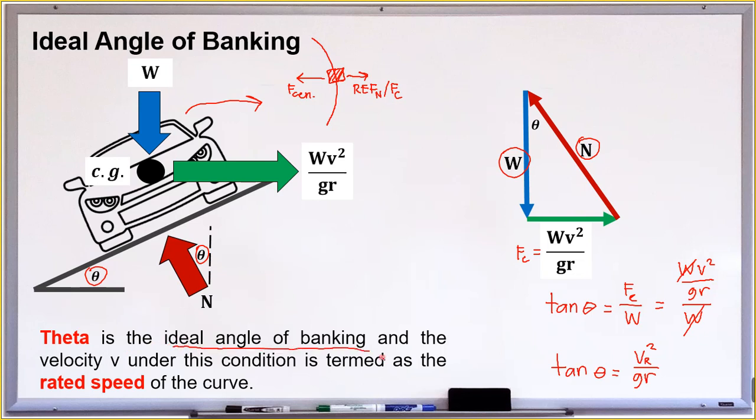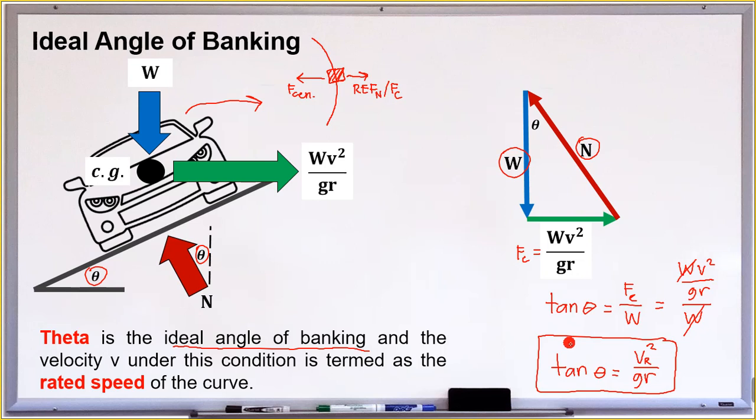So if may problem nga pangitaon ang ideal angle of banking, use this general formula. Okay? Meaning, ang angle does not depends upon the weight of the vehicle. It depends upon its speed and also the radius of the curve.